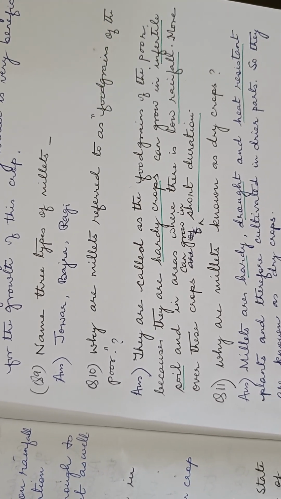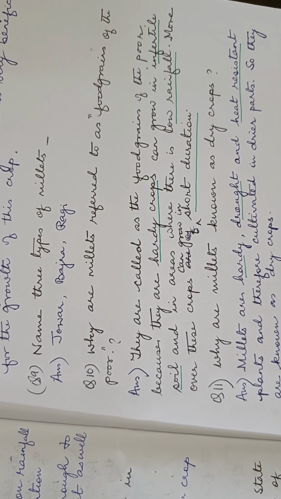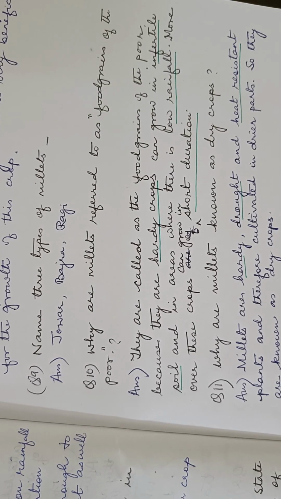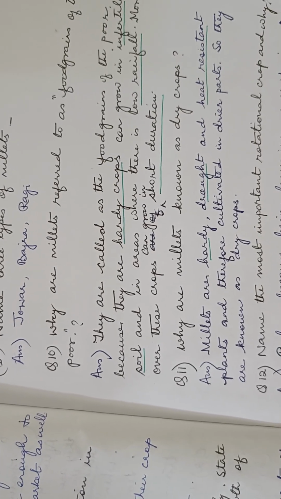Next, why are millets known as dry crops? Millets are number one, hardy, number two, drought, number three, heat resistant plants. Remember these three words. Millets are hardy, drought, and heat resistant plants and therefore can be cultivated in drier parts. So they are known as dry crops.